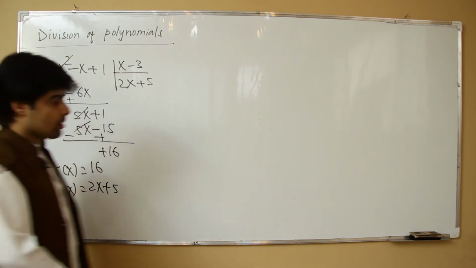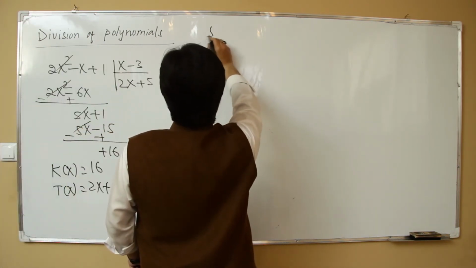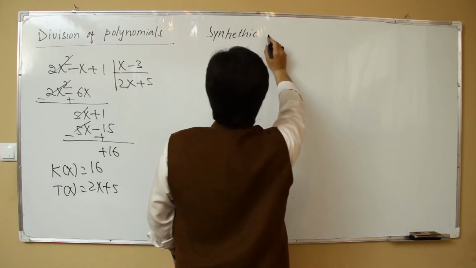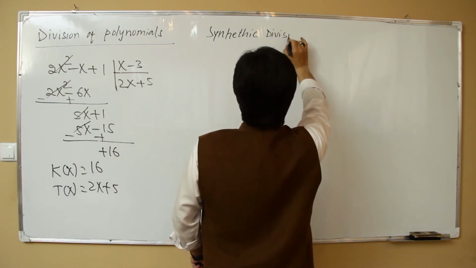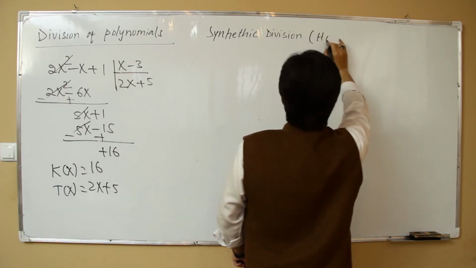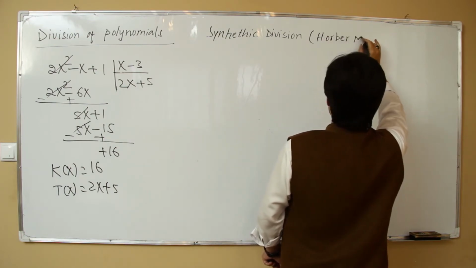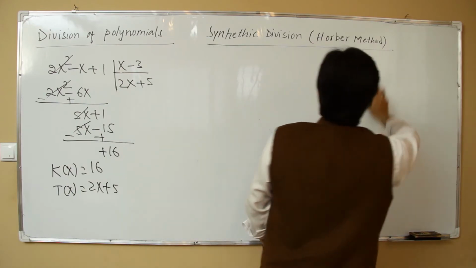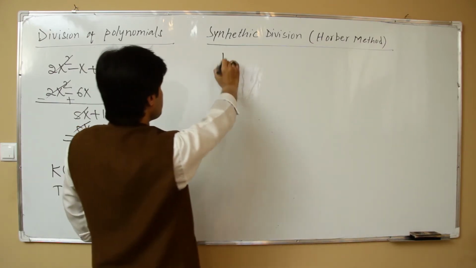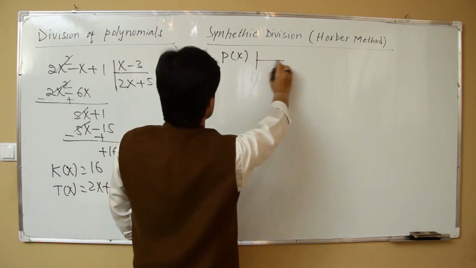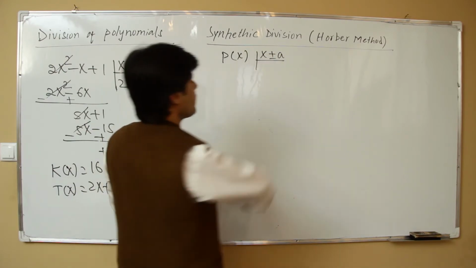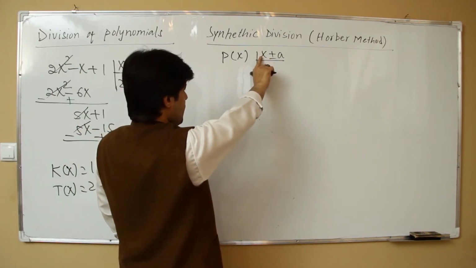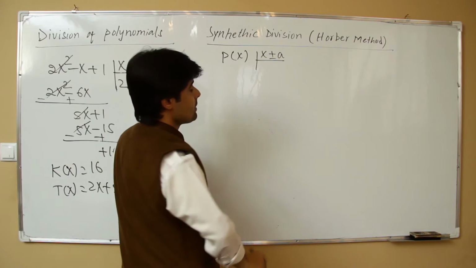There is another method also, which is called synthetic division or Horner method. You can use this method whenever p(x) is divided by x plus or minus a. It means the divisor coefficient must be 1 and also the power must be 1.